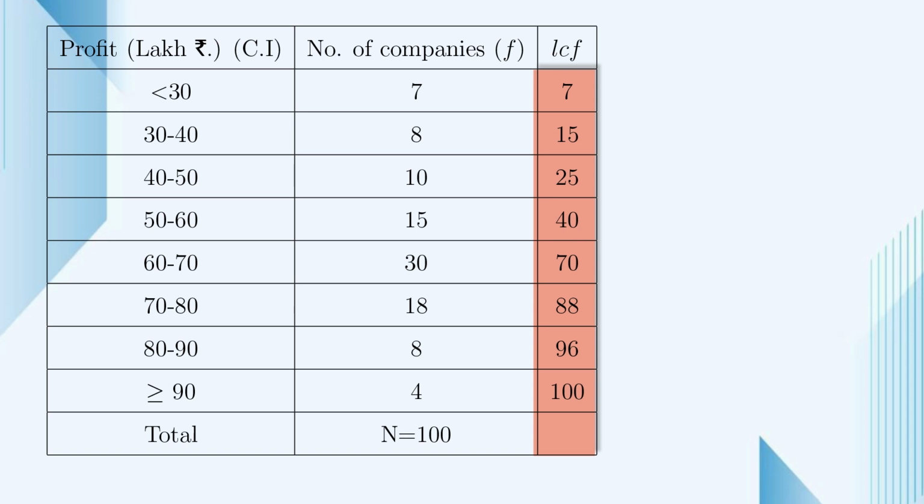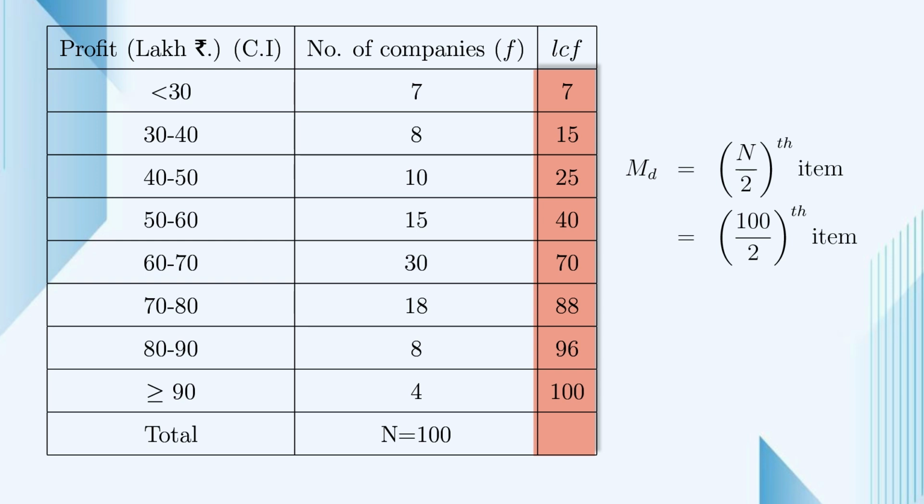For the identification of the median class, first compute n by 2th item, that is 100 by 2th item, which is 50th item. In the less than cumulative frequency, check for the class greater than or equal to 50. We see that it is 70. Hence, the median class is 60 to 70.